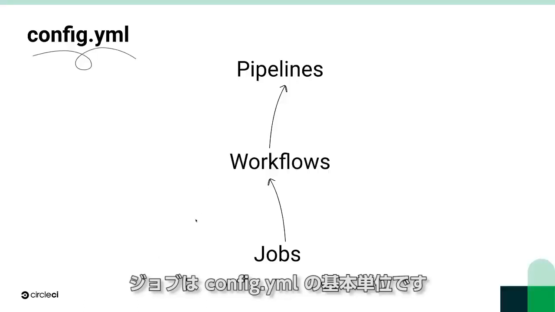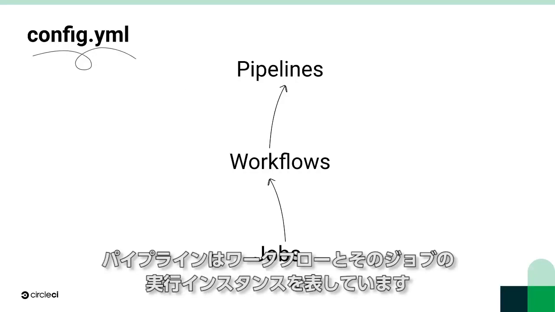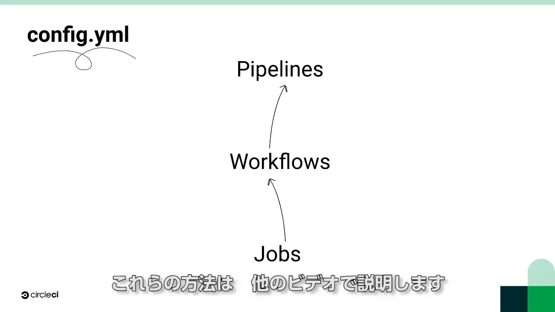Jobs are the basic unit of a config.yml. Workflows then define how and when those jobs are executed, and pipelines represent an execution instance of the workflows and their jobs. There are a lot of ways to make our config.yml more customized and complex for our CircleCI projects, but we'll cover those in later videos.